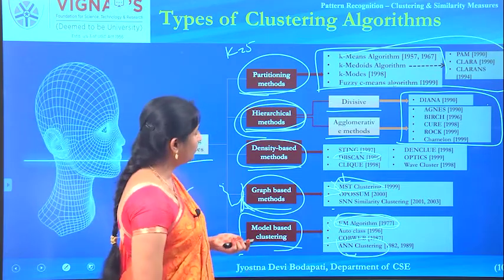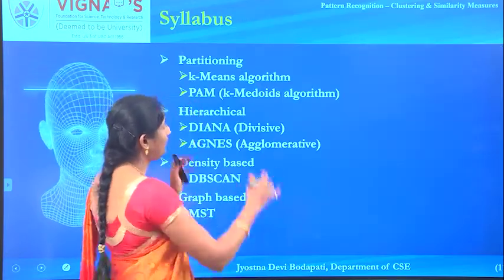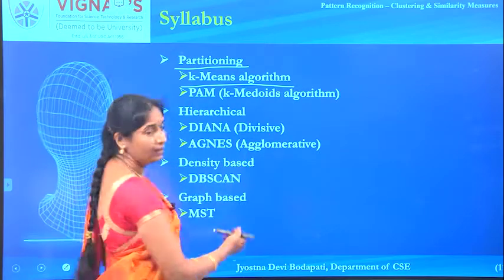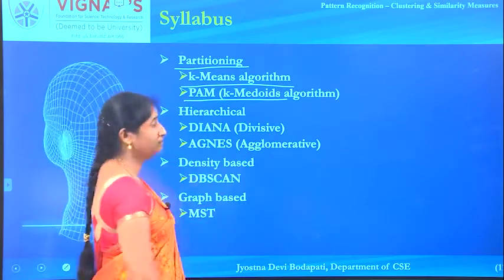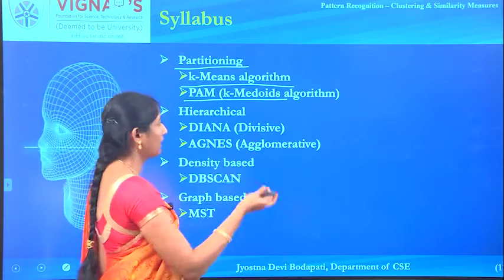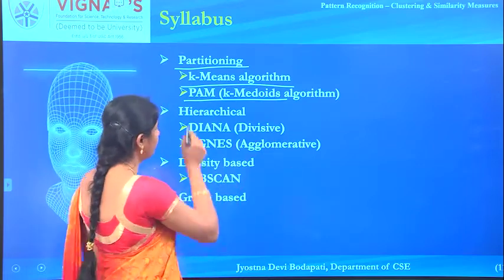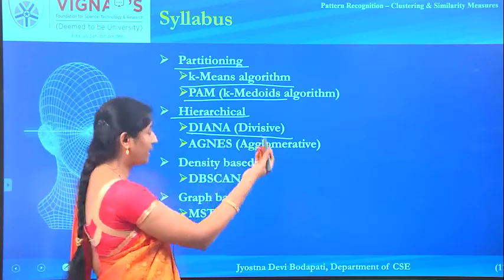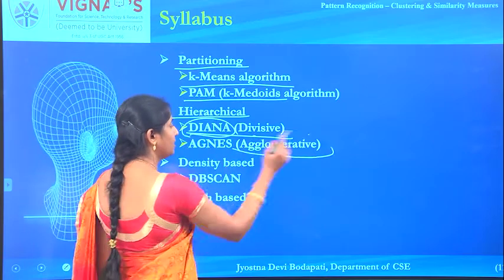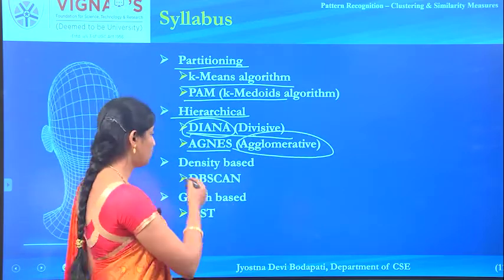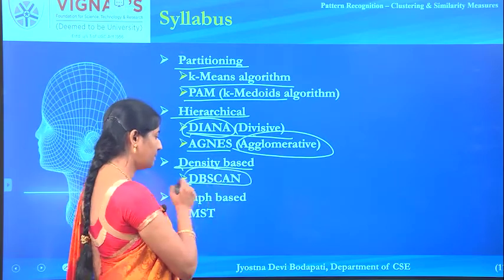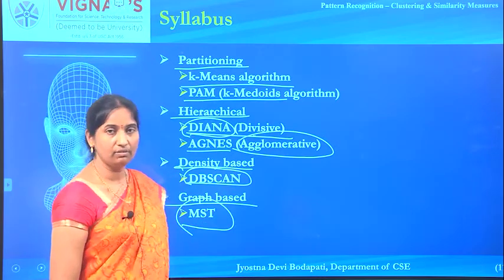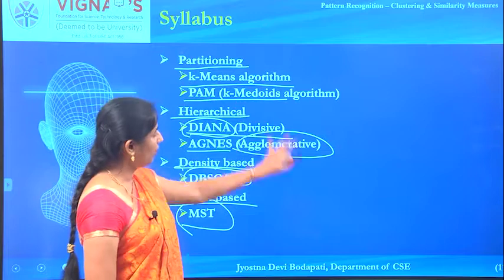So this is the big picture of the varieties of clustering algorithms. As part of our syllabus, we'll be discussing this set of algorithms under clustering. Under partitioning, we will be discussing the k-means and also the k-medoids algorithm. For the k-medoids, we have different types, CLARA, CLARANS and all, so we'll be discussing a few of them. Under the hierarchical category, we have DIANA, which is under the divisive approaches, and under the agglomerative, we'll be discussing the AGNES approach. Under density based, we have the DBSCAN algorithm, and under graph based, we'll be discussing the minimal spanning tree based technique.